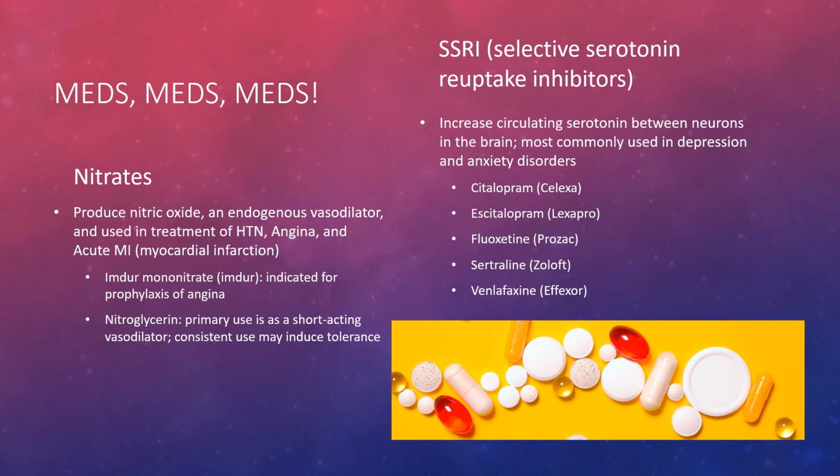SSRI, selective serotonin reuptake inhibitors. So these increase circulating serotonin between neurons in the brain. It's most commonly used in depression and anxiety disorders. So citalopram, Celexa, escitalopram, Lexapro, fluoxetine, Prozac, sertraline, Zoloft, and venlafaxine is Effexor.